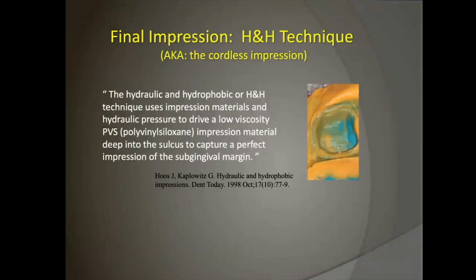And this is done without the use of retraction cord, although you can use retraction cord if you like. There are some drawbacks to retraction cord, one of them being the tearing of the periodontal ligament. The other one being that the chemistries that are used for hemostasis are often acidic in nature, and they can wind up etching the root surfaces and giving the patient post-op sensitivity.